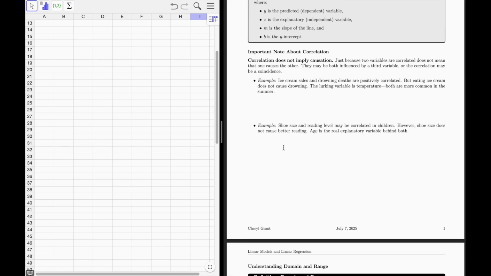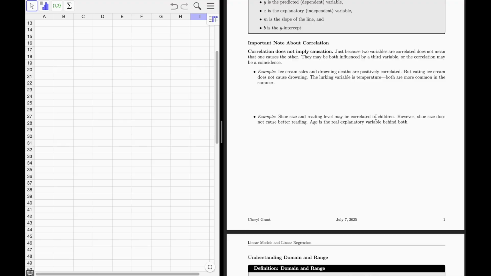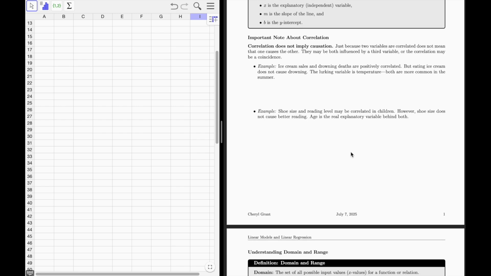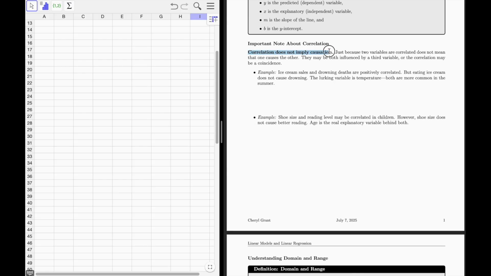So here's another example. Shoe size and reading level may be correlated in children. However, shoe size does not cause better reading. Age is the real variable here. So what we're really looking at is as kids get older, their feet get bigger, so their shoe size goes up. And also, as they age, they get better at reading, so their reading skills go up. But that doesn't mean that their shoe size directly affects their reading level. So there is a relationship between them, but one doesn't cause the other. So it's always important to be careful when you're interpreting what we call a linear relationship. So that's what we call correlation does not imply causation.